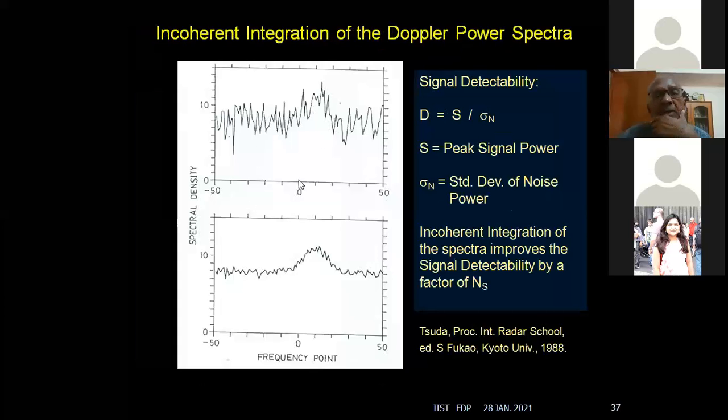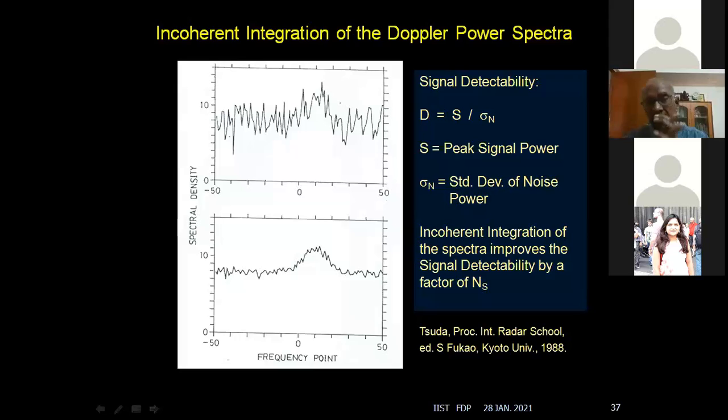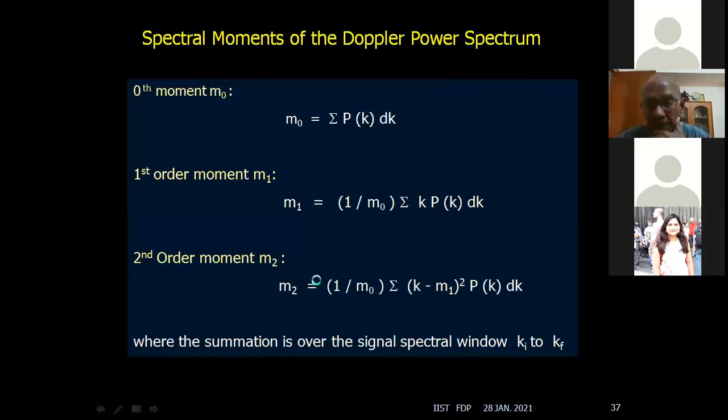A single spectrum looks like this. If you integrate n number of spectra, you will get a spectrum like this. This is an incoherent integration of some 100 pulses, 50 pulses. You cannot integrate indefinitely, because the spectrum has to be stationary. If it is non-stationary, you cannot integrate. So for a limited time, you can integrate this signal to get much less fluctuation in the spectrum.